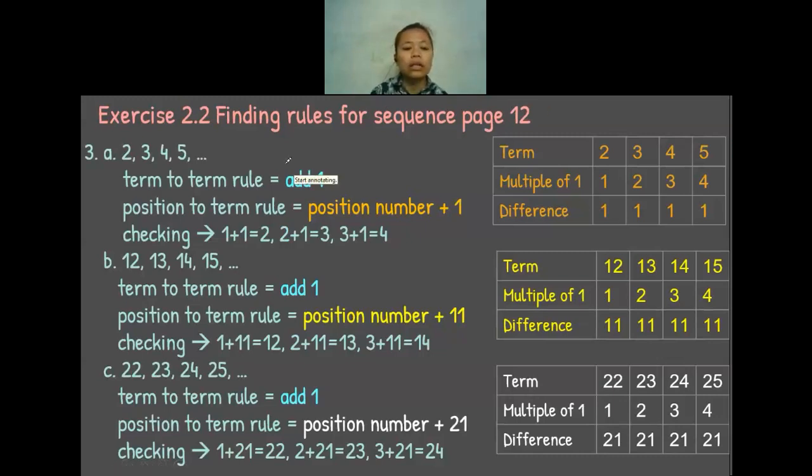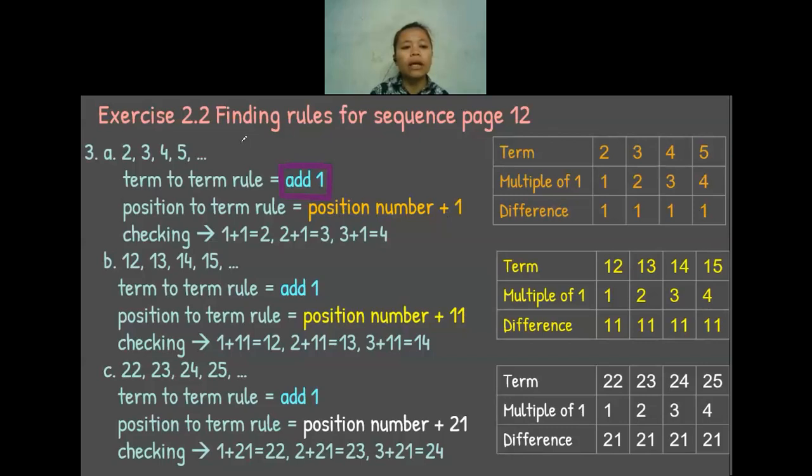For writing the sequence in a table, we need the multiples of 1. Multiples of 1 will be 1, 2, 3, 4. And then the terms will be 2, 3, 4, 5 from the question given. Then we can find the difference. 2 minus 1 is 1, 3 minus 2 is 1, and so on. All the differences are constant, equal to 1. So the position to term rule is position number plus 1.